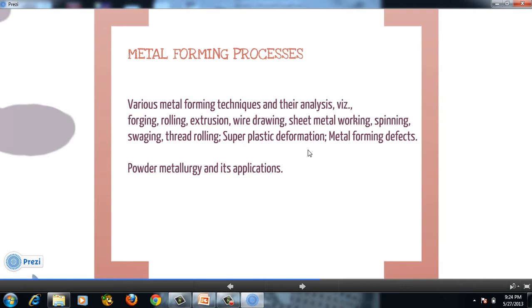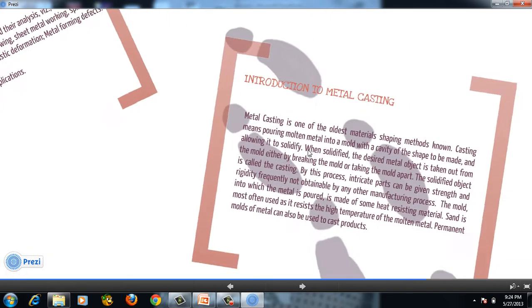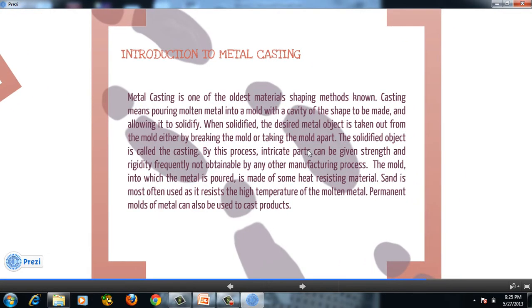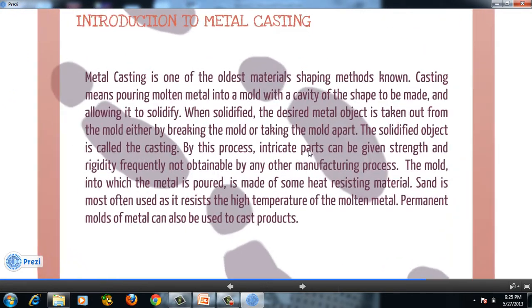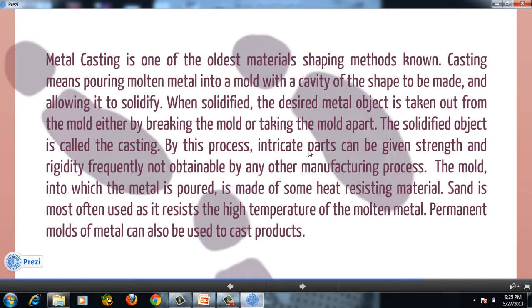Having known what the contents we study are, let's start with the introduction of metal casting. What is metal casting? Metal casting is one of the oldest metal shaping methods known. Casting, what exactly does casting mean?